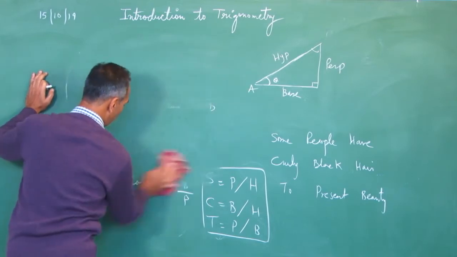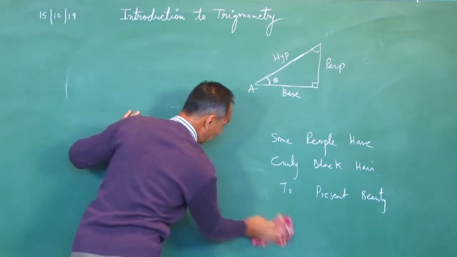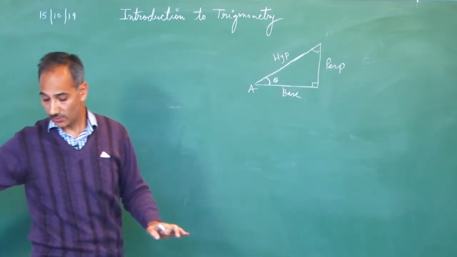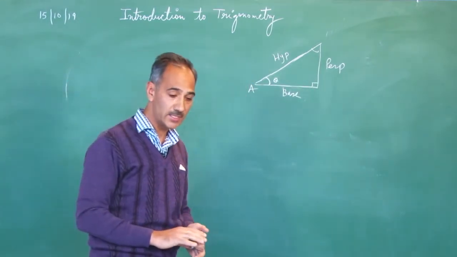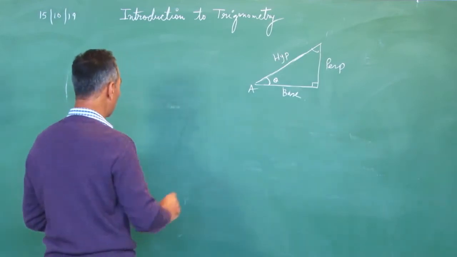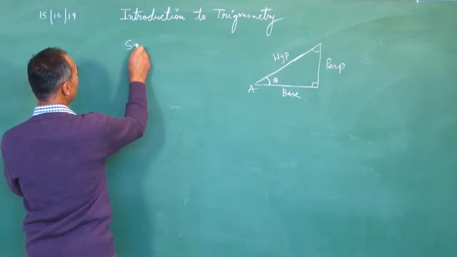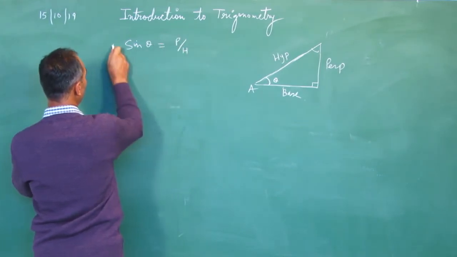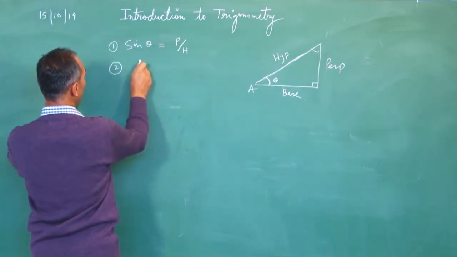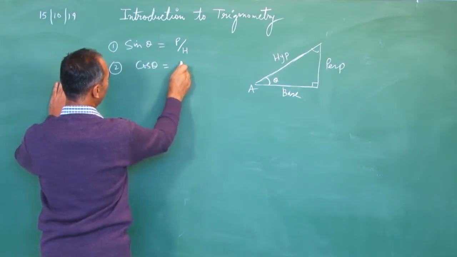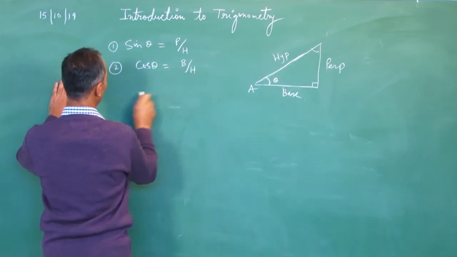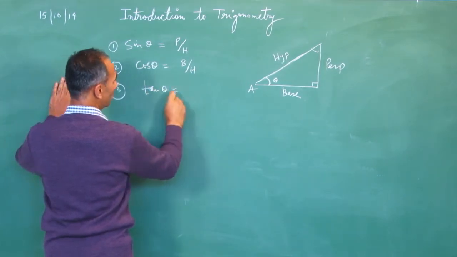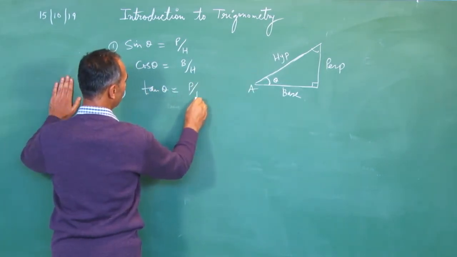In short, we will write them once more for your convenience. So we have observed what we have learned. We have learned that the value of these six ratios, the first one is sine of theta. Sine theta is P by H. This is your first one. And second one is cos of theta, which is B by H. And third one is your tan of theta, which is perpendicular by base.